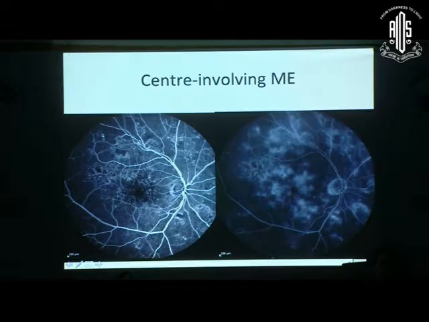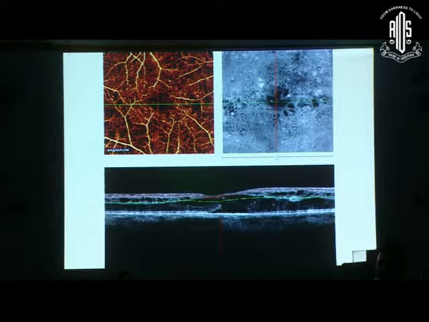And here is the center involving edema. You don't actually have to do the fluorescein. This is what I was saying, this is the NFAS OCT image, which you generally have to see the exact morphology of the lesion. And this is the B scan which we are all used to.